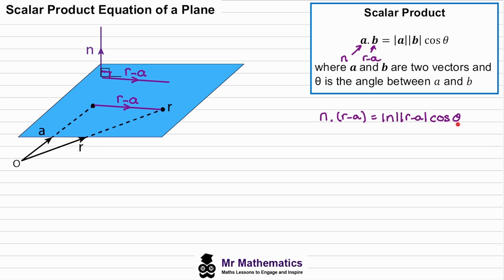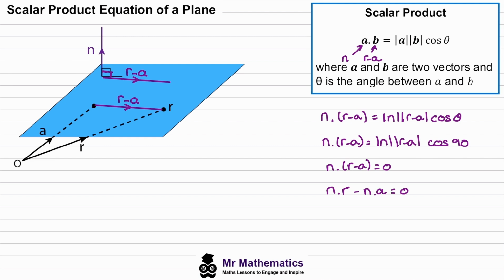But we know this theta is 90 degrees because R minus A must be perpendicular to this normal vector. And the cos of 90 is 0, so this entire right-hand side will become 0. So n, when dotted with R minus A, will equal 0. Then we can expand out this bracket. So n dotted with R is equal to n dotted with A.